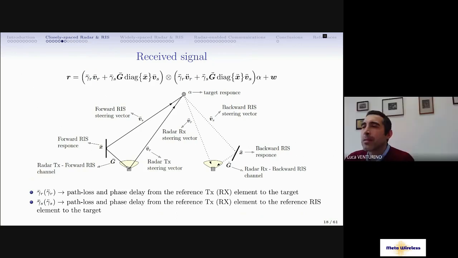Well, the issue here is not about the multipath generated from the environment. Here, we have two paths. One is the path that you have with just the radar alone. The other path is created by the RIS. When we create this other path, if we want to maintain the narrowband assumption, we have to make sure that these two paths do not have resolvable delays. Otherwise, this model will not work. Okay. Thank you.